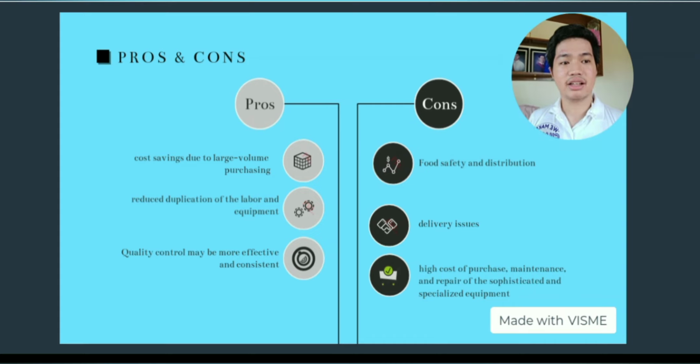Next is high cost of purchase, maintenance, and repair of sophisticated and specialized equipment. Ang dami kang pinuproduce everyday, so yung maintenance ng iyong equipment ay kailangan laging updated. And mahal yun kasi usually ang ginagamit nila ditong mga equipment ay from Germany, from Japan, from US. So kapag ganun, mahal talaga yung mismong equipment and pag-maintain.